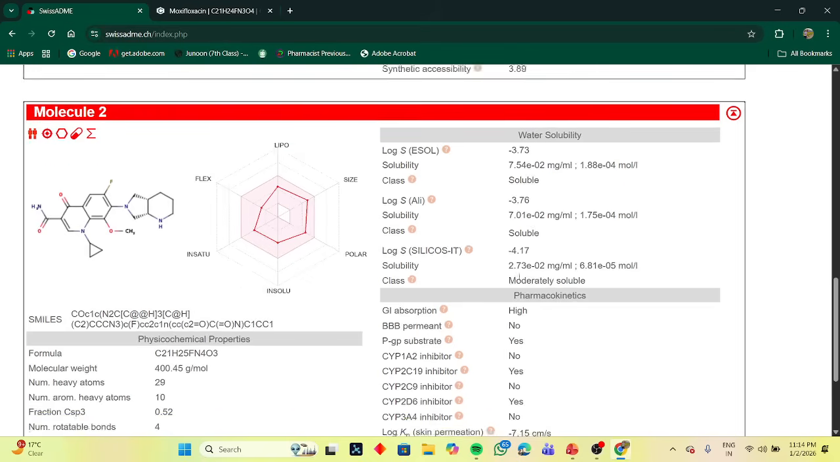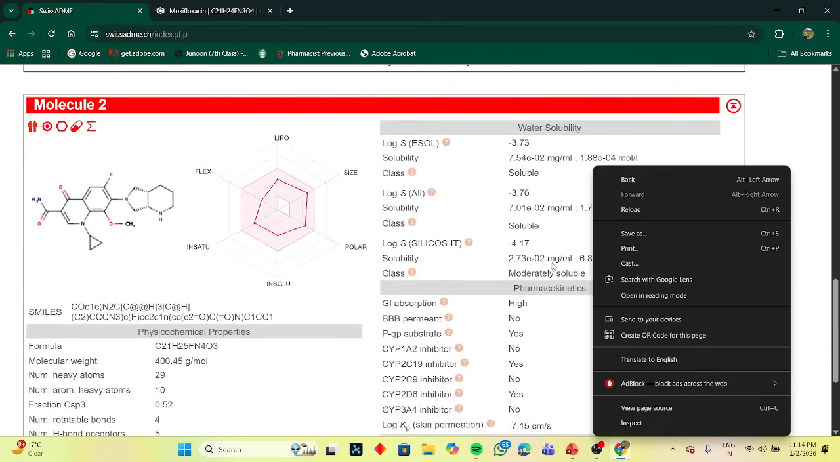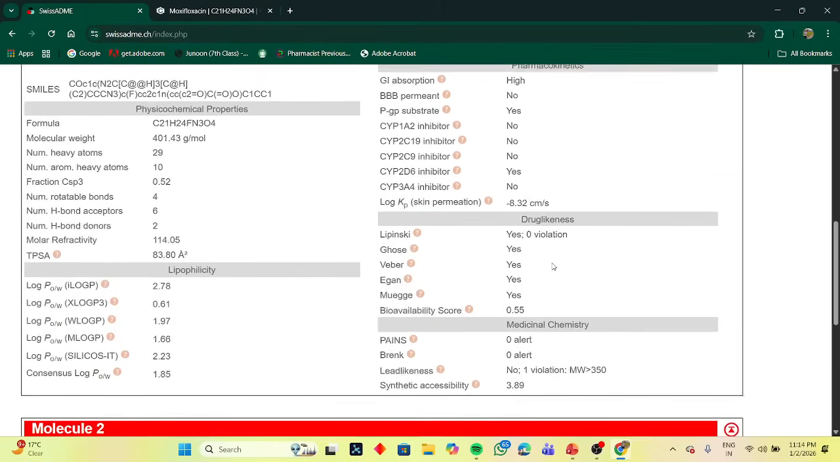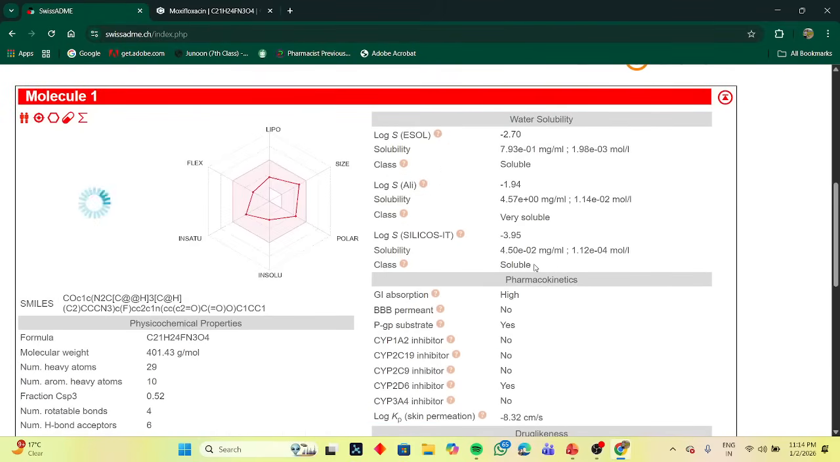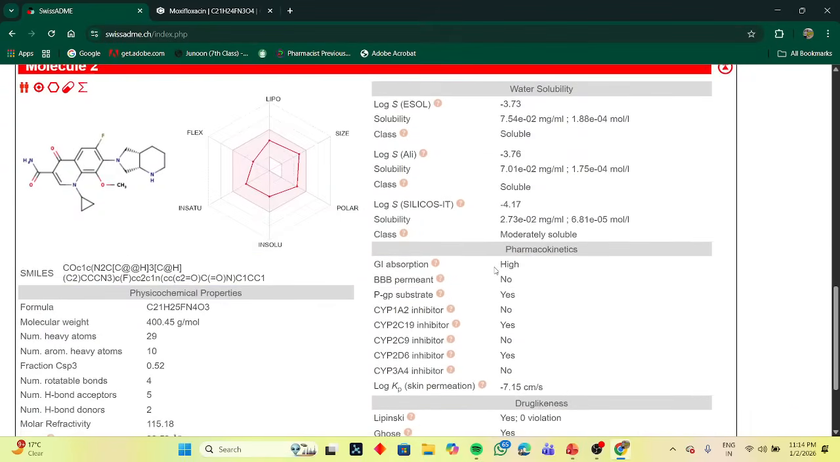And you can see it comes under the moderately soluble class, but this drug comes under the class of soluble. So this is the difference. You can find out it has high GI absorption. It doesn't cross the blood-brain barrier. It affects the P-glycoprotein and it has inhibitory activity of the cytochrome P2C19 enzyme.